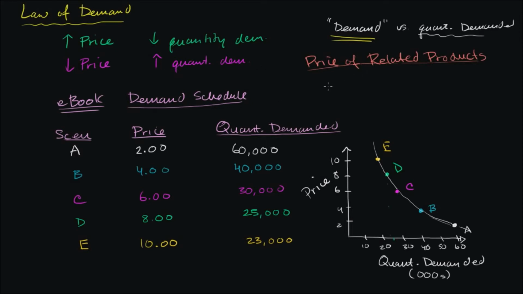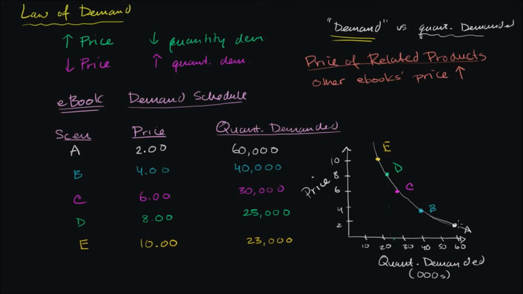Well, imagine we have other ebooks, and the price of other ebooks goes up. So what will that do to our price quantity demanded relationship? If other ebooks' prices go up, now all of a sudden my ebook, at any of the price points, is going to look more desirable.